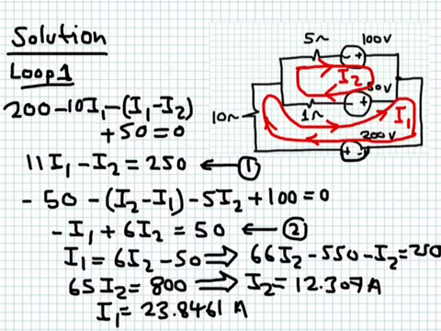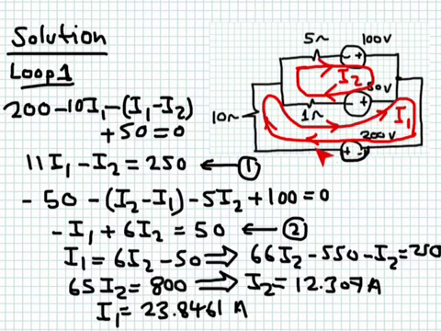Of course, you could have said that the total voltage around this loop is equal to the voltage drop. So you could say, I have 200 here and I have 50 here, so it's going to be 250 on the right-hand side. And then the drops are 10 I1 plus 1 multiplied by I1 minus I2. This will give you exactly the same thing, but I personally prefer to do it through KVL.